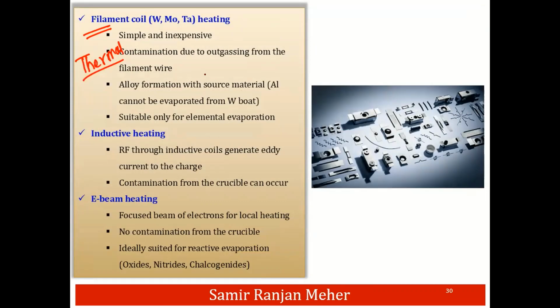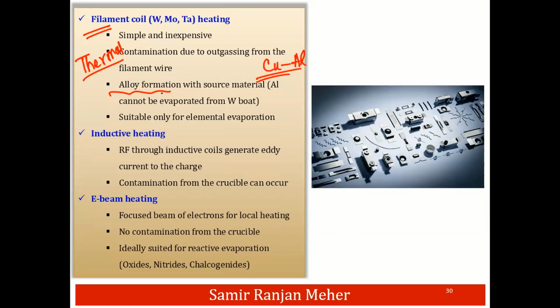You can choose your filament or the boat. In this case, one major disadvantage is that we cannot coat any kind of alloy. Suppose I want to coat a copper aluminum alloy. Since copper and aluminum have different vapor pressure curves, we cannot evaporate the alloy together, so it will result in more inhomogeneity in the final film. So the evaporation of alloys is not advisable using thermal evaporation.